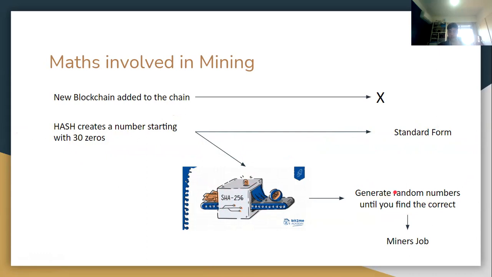So you have to generate random numbers because it is impossible to find it even though you know the algorithm, until you get what you want. So you start creating random numbers until you find the correct one, and that is the miner's job. That's when the miners come in. The 30 zeros is an added difficulty for miners to find it in no less than 10 minutes.